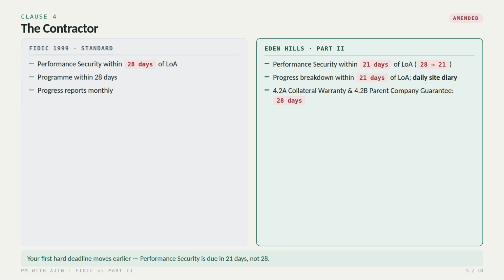Clause 4 The contractor, and here is our first changed deadline. Under standard FIDIC, the performance security is due within 28 days of the letter of acceptance. In this contract that is shortened to 21 days, the progress breakdown is also due within 21 days, with a daily site diary required, and both the collateral warranty and the parent company guarantee must be provided within 28 days of notice. So your very first hard deadline moves earlier, 21 days, not 28.